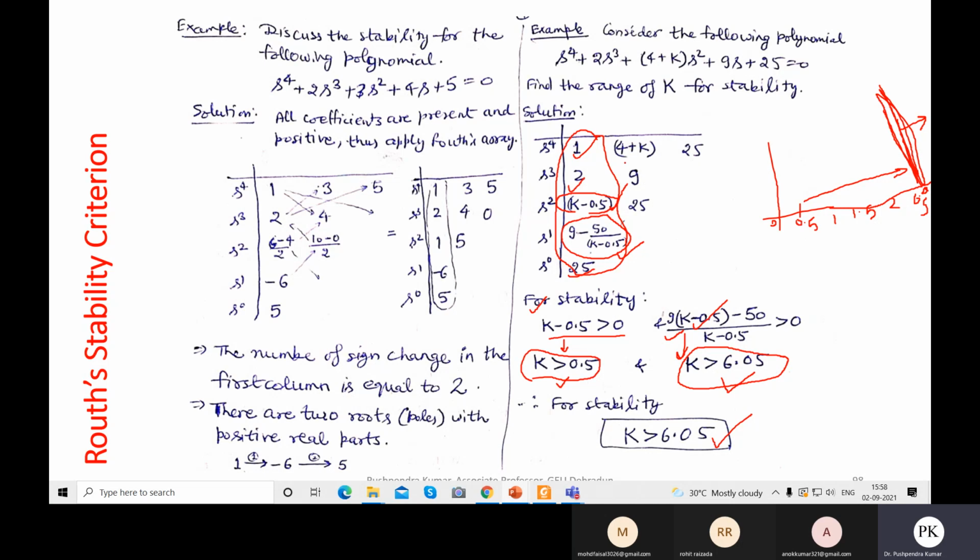Because if you satisfy this condition, this will be positive, but with only k greater than 0.5, this will not be positive, and again there would be a negative sign in the first column. But if you satisfy k greater than 6.05, say k equal to 6.6, this will be positive, and the other condition is already satisfied. So both conditions will be satisfied if you take k greater than 6.05, and the system will be stable. I think it is clear for you.